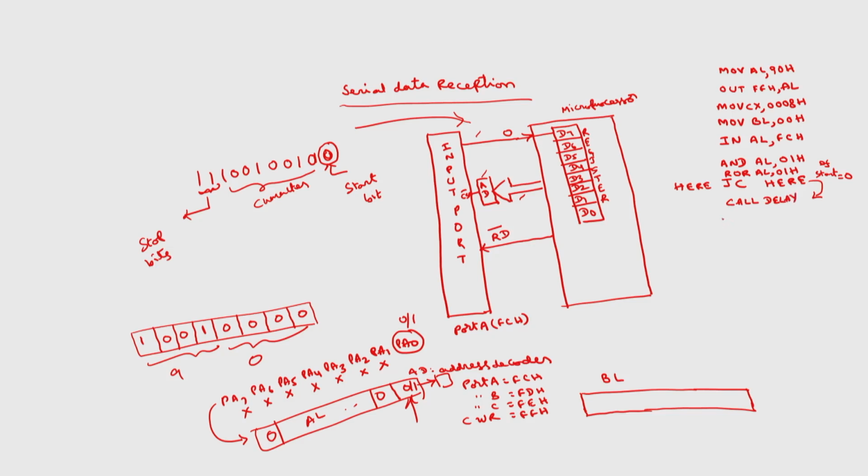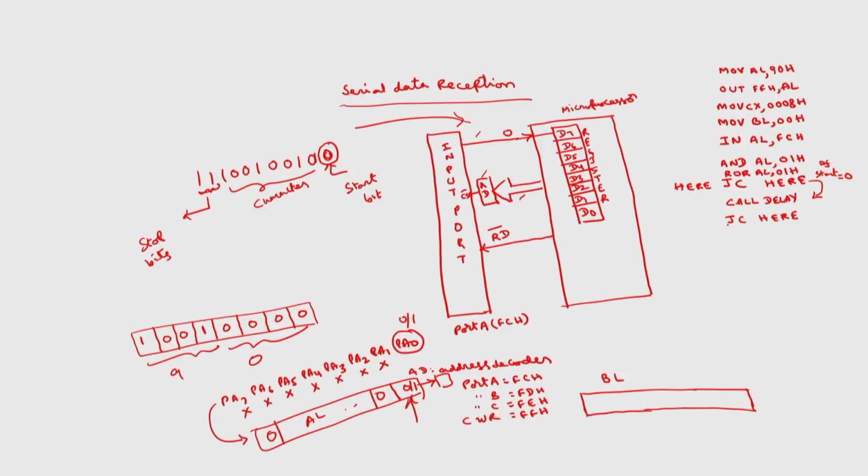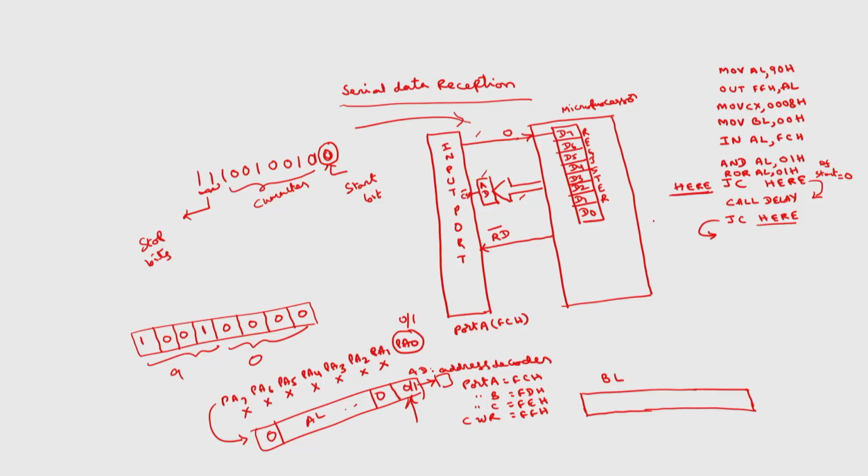After that, again I will check, jump on carry here. If it is not 0, jump on carry, if this is true, meaning not 0, 1 means it is not a valid character. So, I will wait here itself, until a 0 is available for 0.83 milliseconds. Once this comes out of this loop, it means the first bit is 0 and it is logic 0 of duration 0.83 milliseconds, then it will come out of the loop.